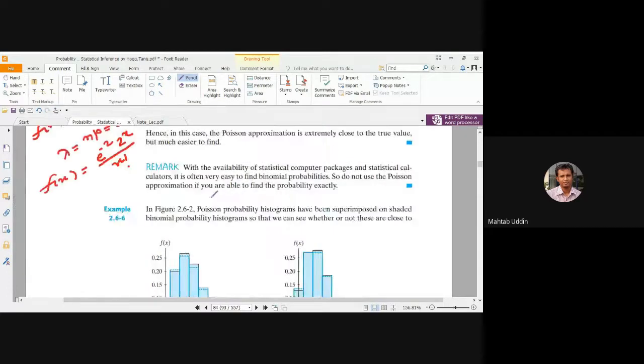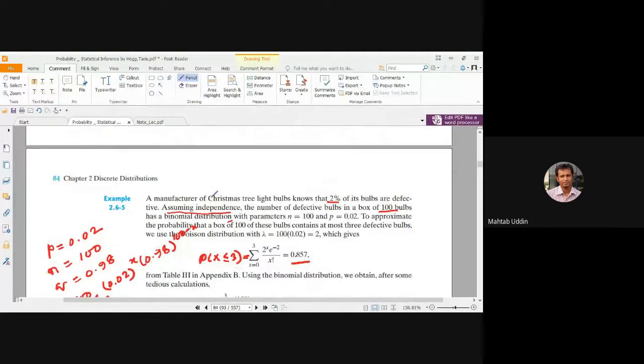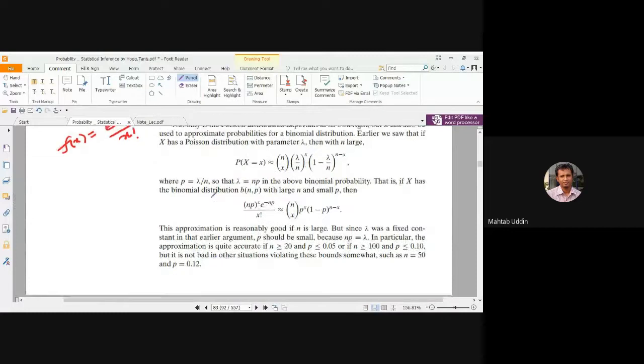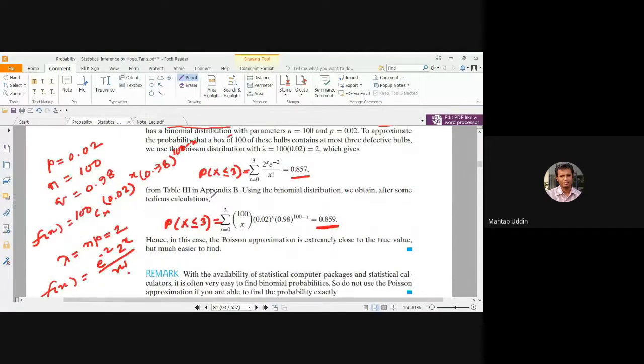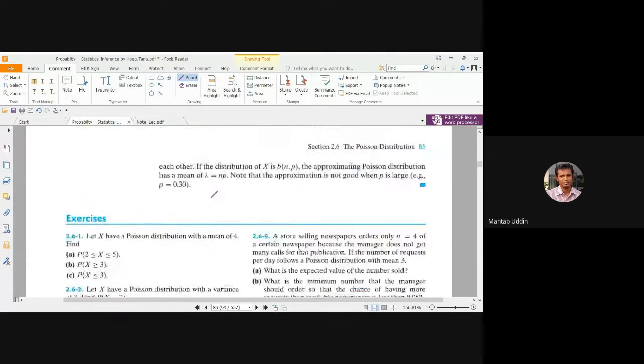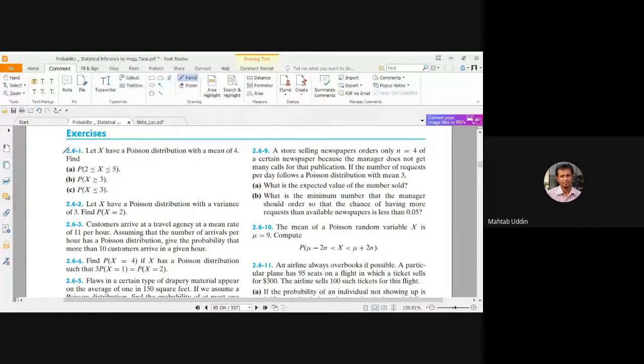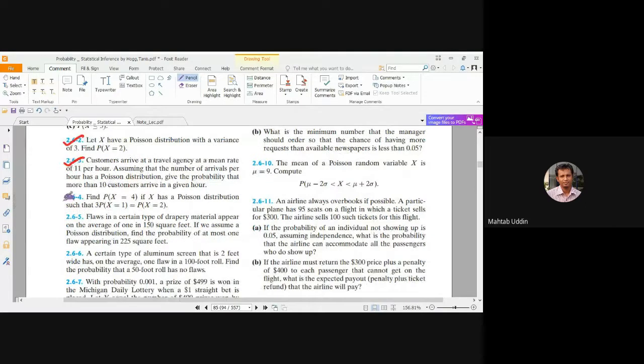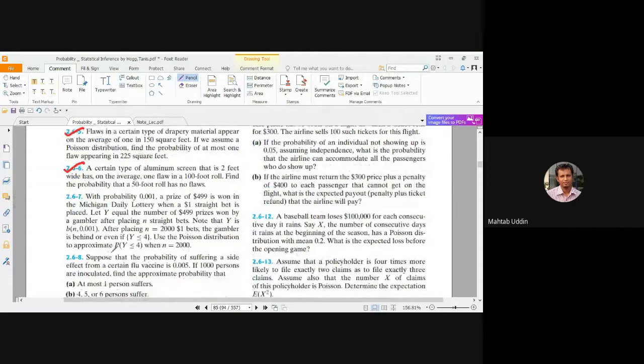So in this chapter, you have to study examples 1, 3, 4, 5. Now the exercise. We'll do 1, 2, 3, 4, 5, 6, and 8. So 1 to 6 and 8. Okay.